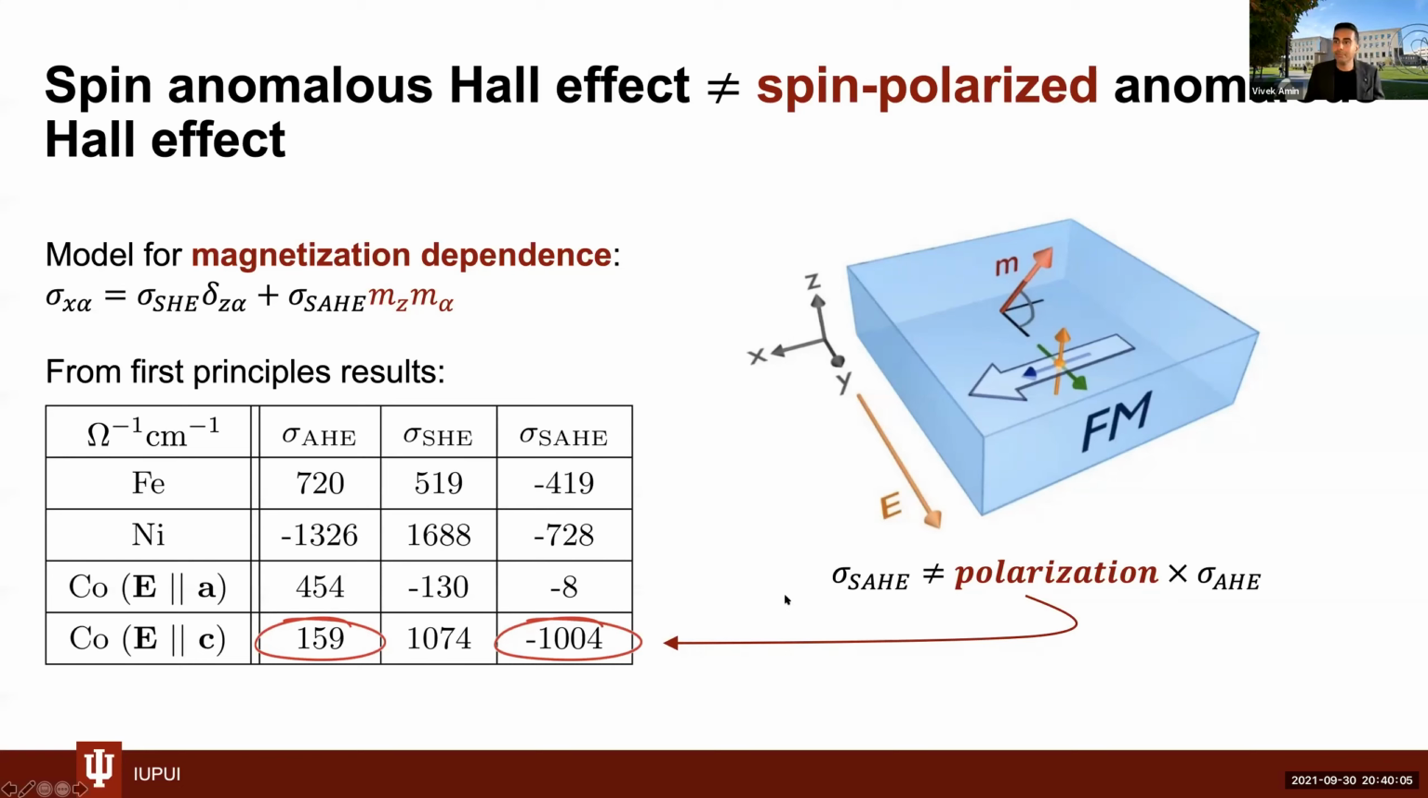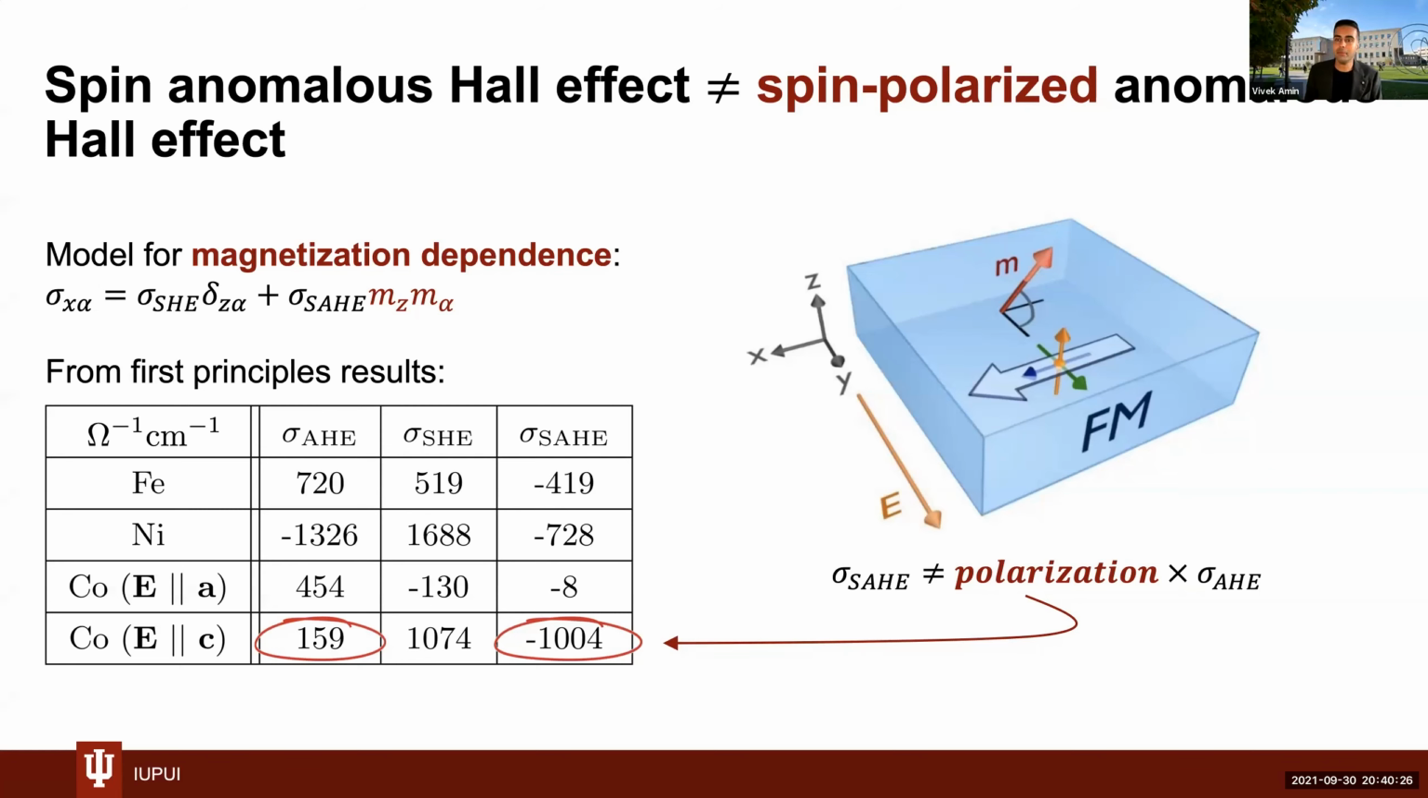So what this means is that what we're calculating here is actually more general, right? So we can have something that looks like a spin polarized anomalous Hall effect, but in this case, it can have a value that's greater than the polarization times the charge anomalous Hall effect. So again, I've shown you a first principles calculation. Now let's look at an experiment.